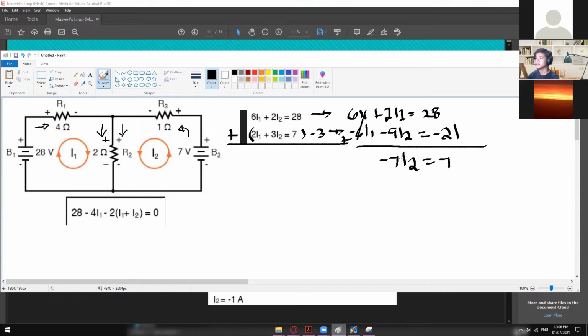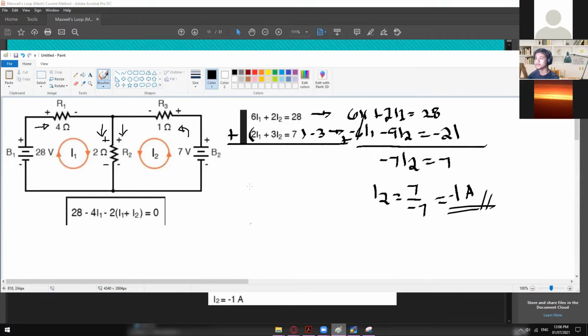Okay, and then you can transpose this one on the other side. I2 is equal to 7 divided by negative 7, which will give you negative 1 ampere for I sub 2. Okay. And then for the I sub 1, so the same concept.